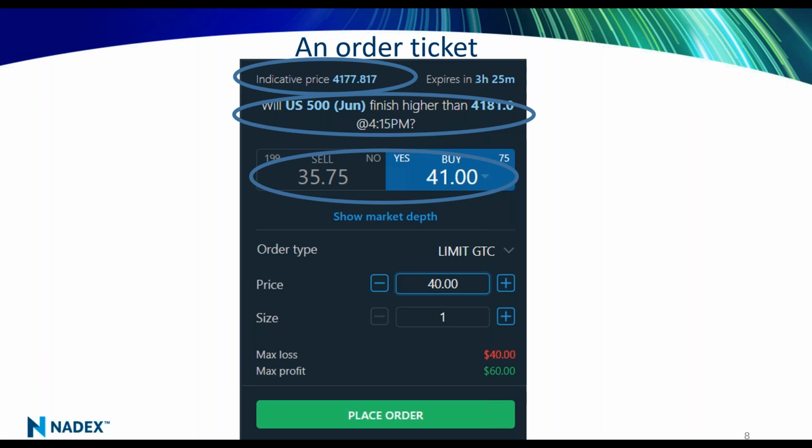Now, when you look at these, the bid side or the sell side says 35.75. That is where you could sell contracts. 41 is where you could buy them. There are bids and offers at those prices. In fact, if you look in the upper corner of the ticket, there's a 199 on the sell side up in the corner and a 75 in the upper right-hand side. If you can't see them, the 75 and the 199 are how many contracts are currently bid for and how many contracts are currently offered.